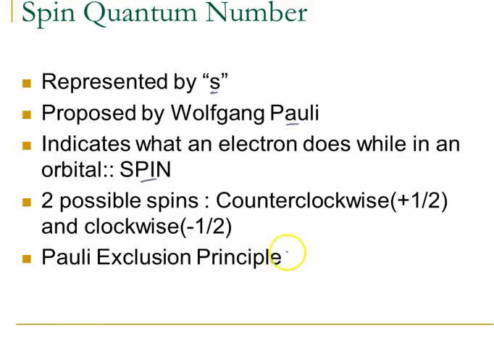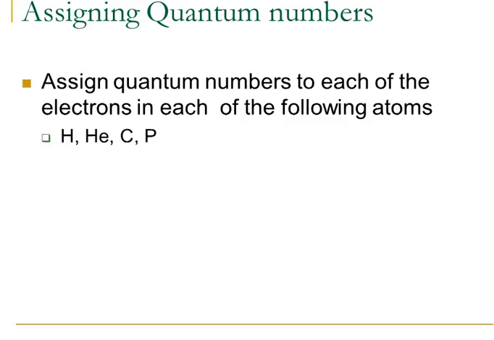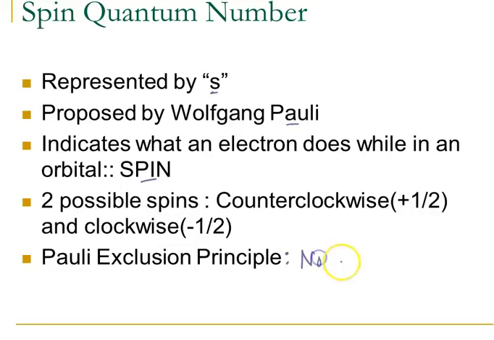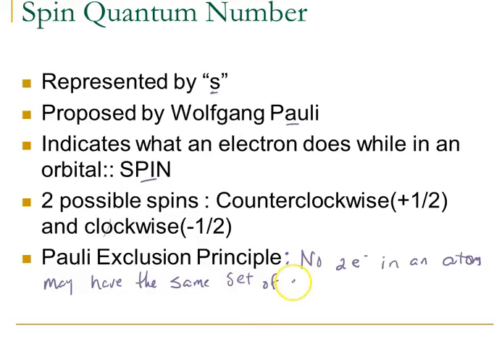And that leads us to the Pauli exclusion principle, which states that no 2 electrons in an atom may have the same set of 4 quantum numbers. Every electron has a unique set of quantum numbers.